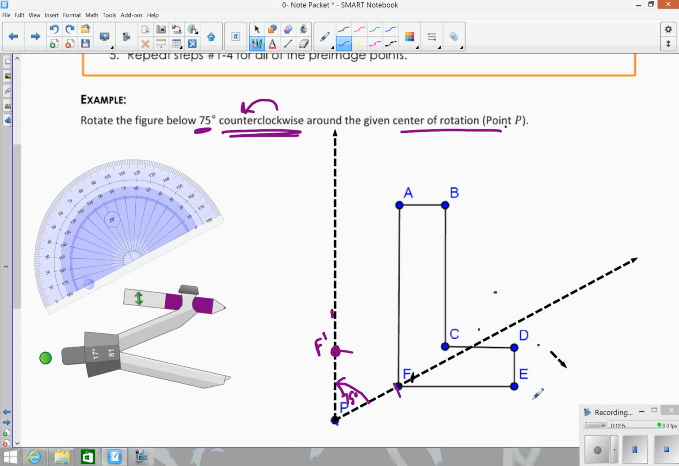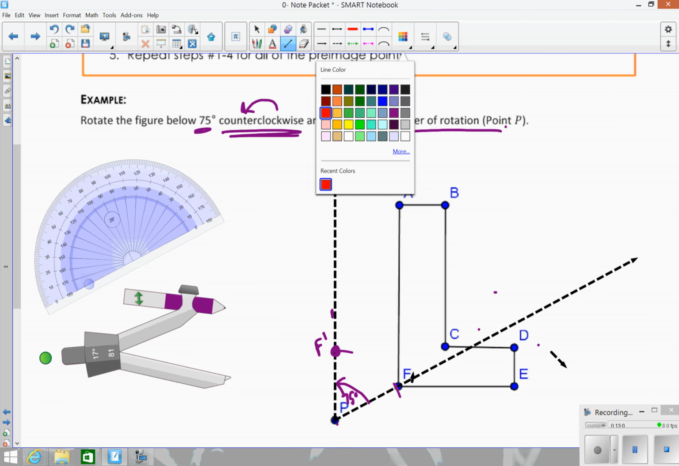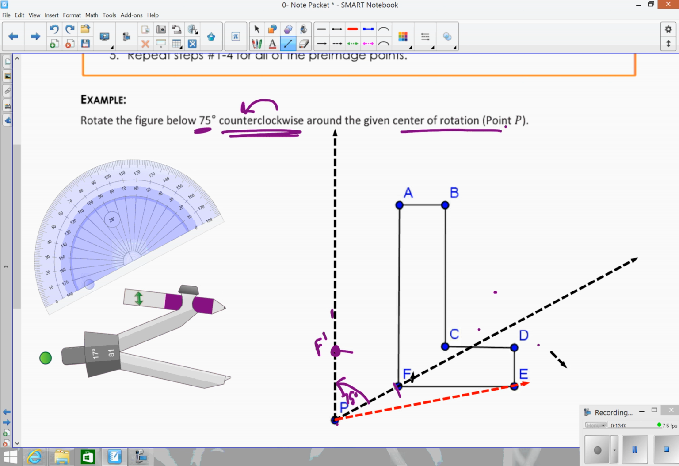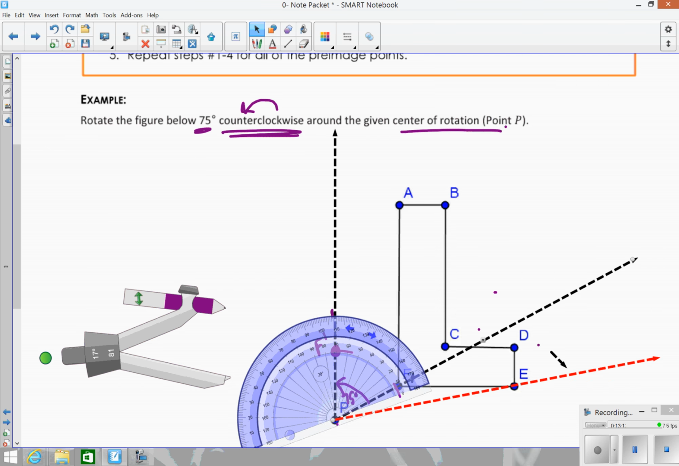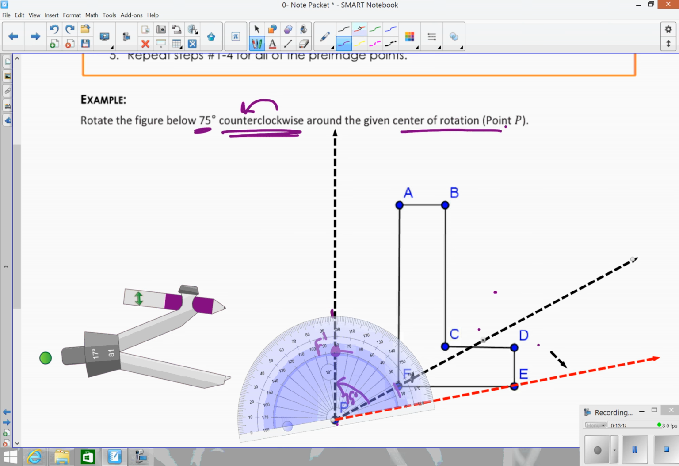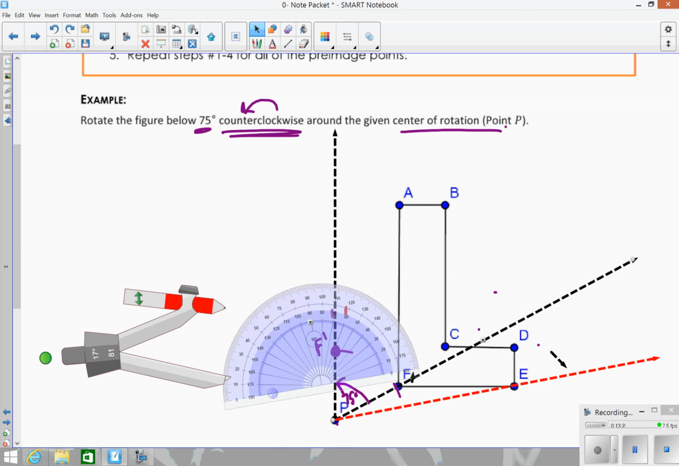So let's say I use E, and I'm going to rotate E. So that means I start over. I'm going to do the ray. I'm going to do these in different colors here. So my ray from F through E. I'm going to take my protractor. I'm going to place the center on point P again. I'm going to turn the protractor so that it lines up with the ray. And I'm going to measure 75 degrees on it. So using the inside, I'm going to mark 75 degrees. Get that out of the way.